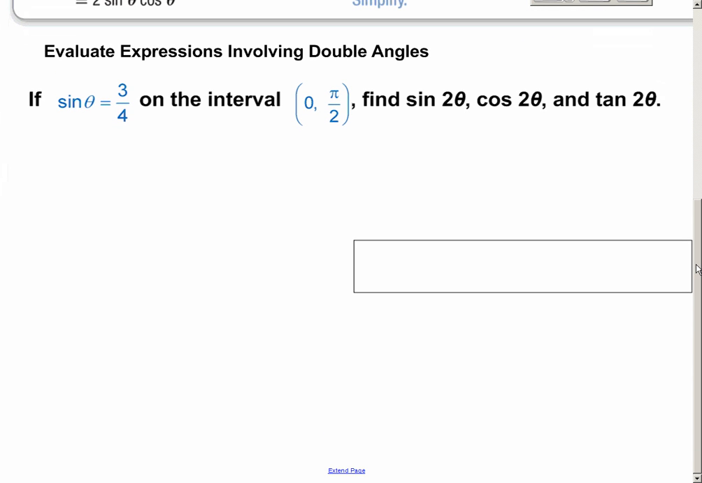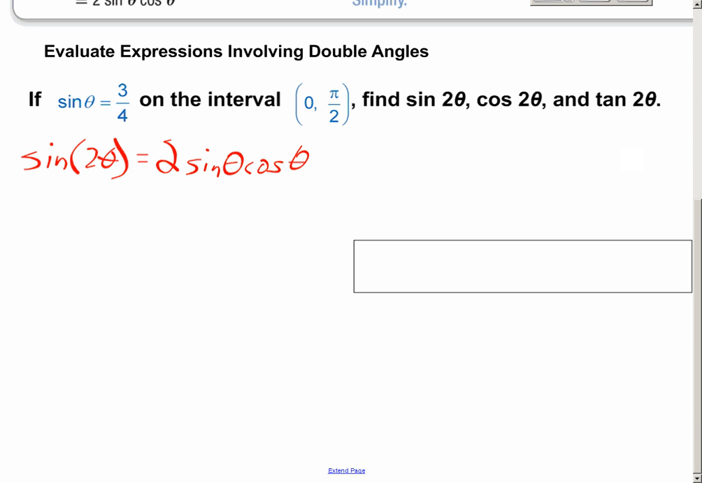We have the sine of theta is 3/4. We want to find sine of 2 theta, cosine 2 theta, tangent 2 theta. So we're going to go to the double angle formula for sine of 2 theta. The double angle formula is 2 sine theta cosine theta. And so we run into just a little bit of a snag here in that we need to know the cosine of theta.